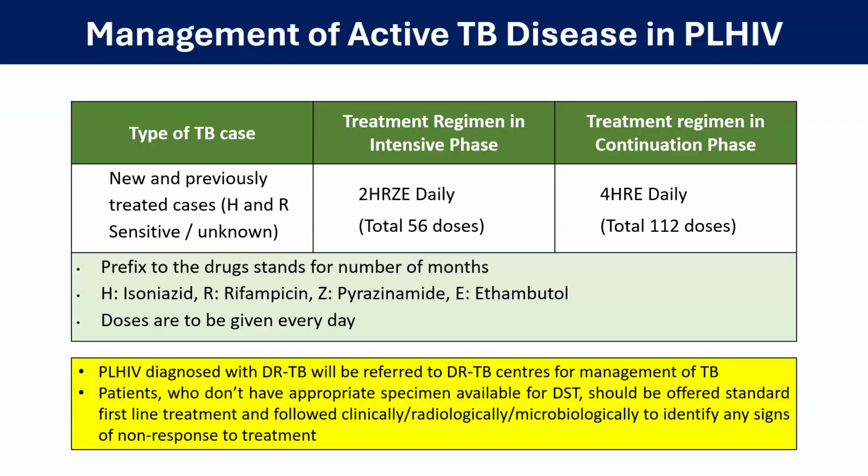As we discussed, the PLHIV who are diagnosed with drug-resistant tuberculosis will be referred to the DRTB centers for further management of TB. Patients who do not have an appropriate specimen will be offered standard first-line treatment, followed by radiological, clinical or histopathological confirmation to identify any signs of non-response to treatment.